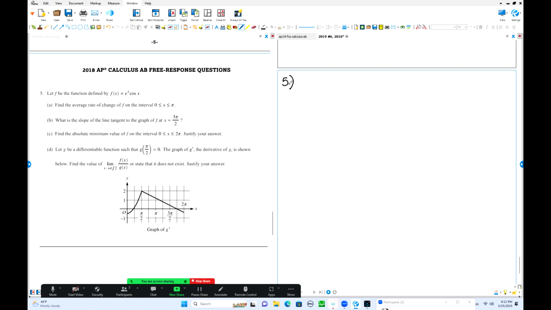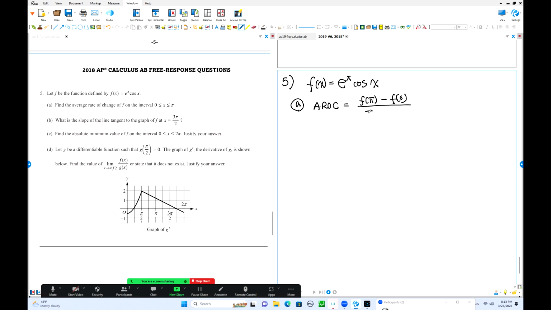f will be the function defined by f of x equals e to the x and cosine x. Okay. Find the average rate of change. That is the rate of change, not the average value. Okay. Find the average rate of change between 0 and pi, the slope of what? The secant. Okay. So average rate of change is what? Slope. You can use the AROC. That is equals what? f of pi minus f of 0 between 2 points.